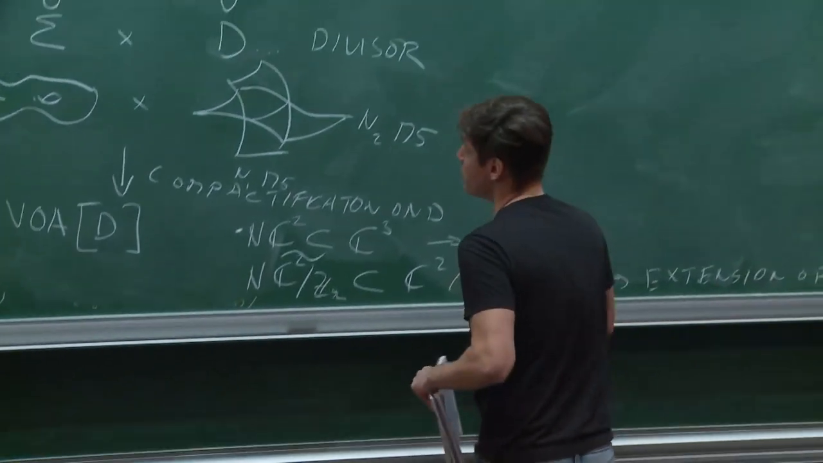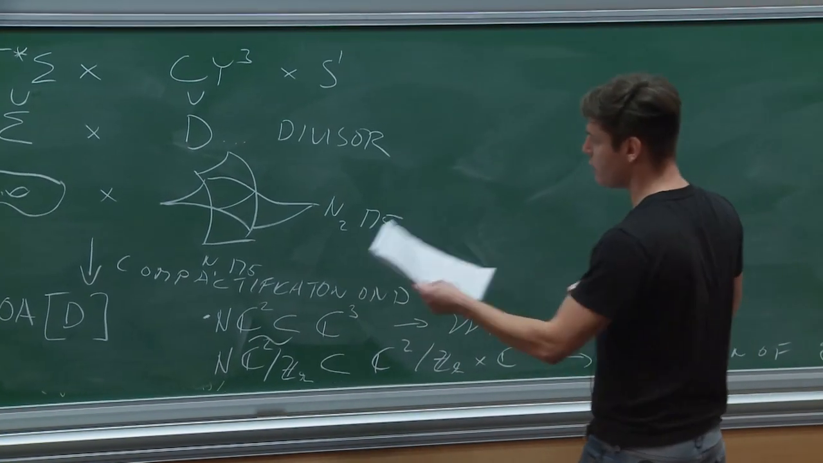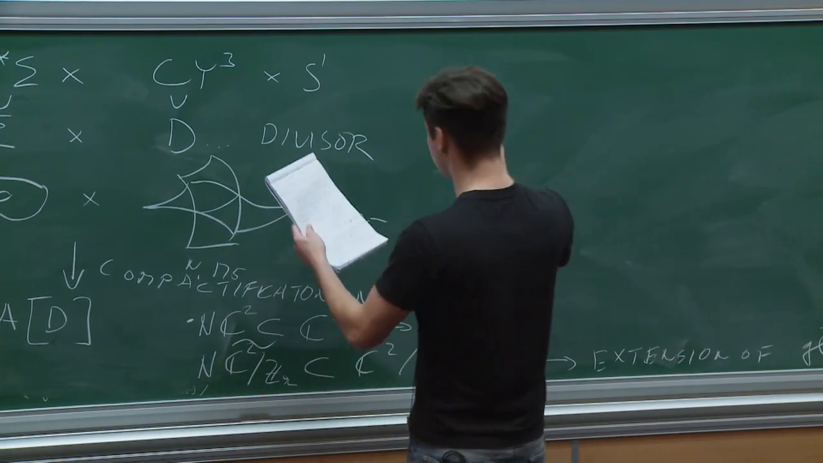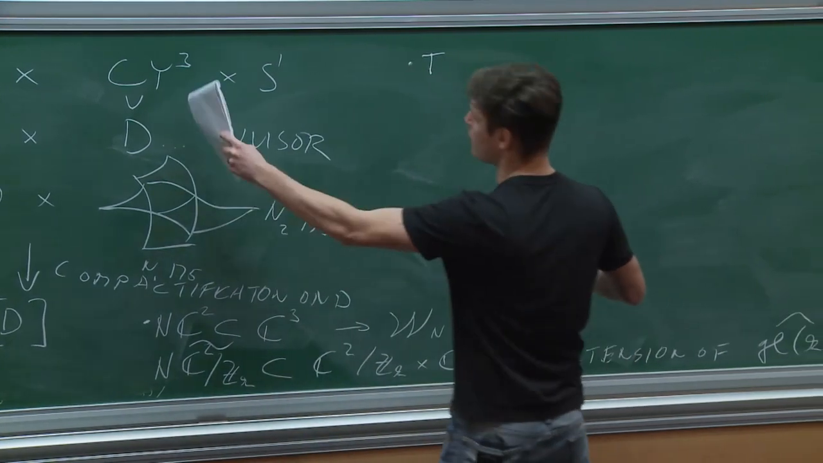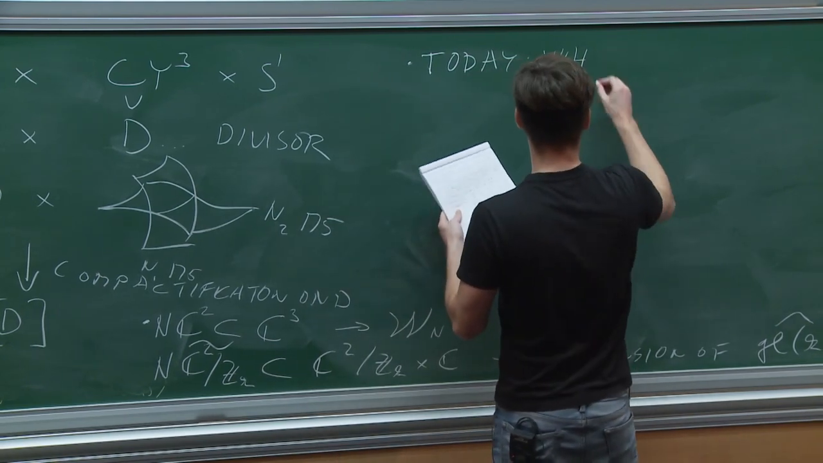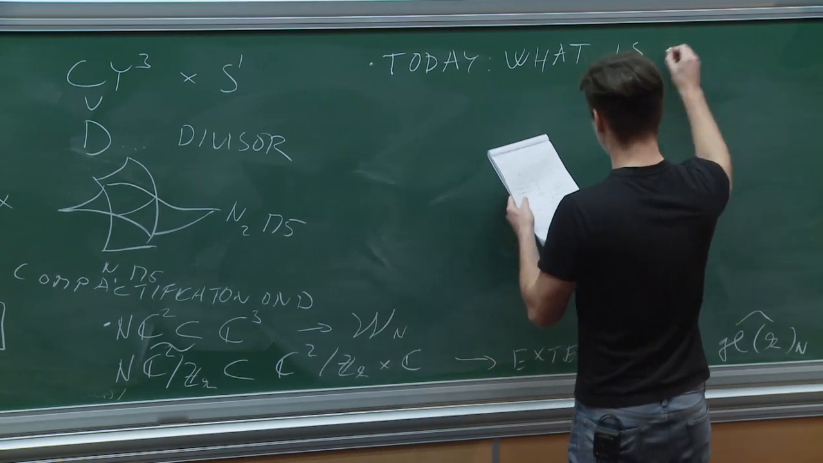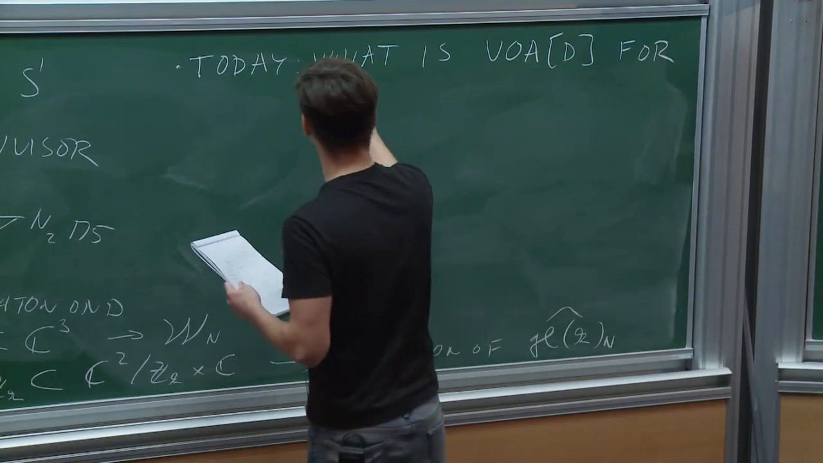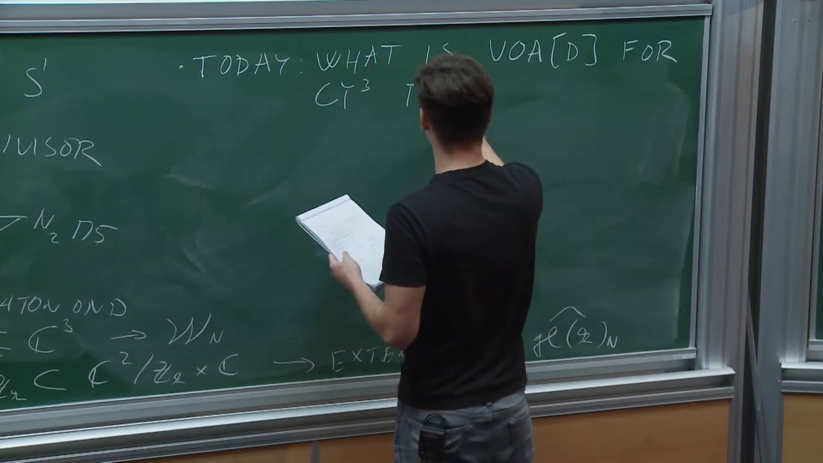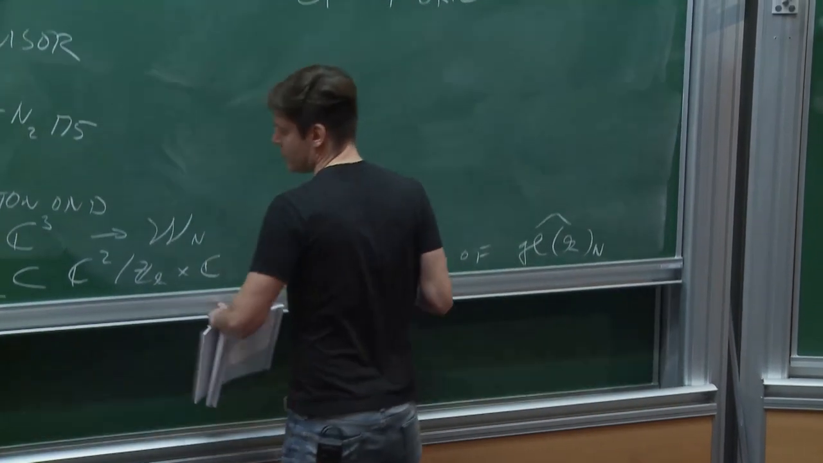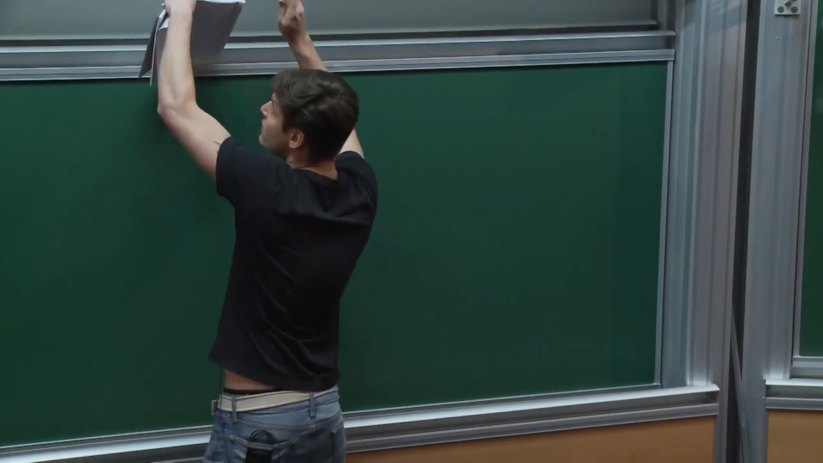So today, I'm going to tell you what the vertex operator algebras are, and I'm actually going to give you three different characterizations of the vertex operator algebras associated to the divisors in toric Calabi-Yau threefolds. So today, I will try to answer the question, what is the vertex operator algebra VOA_D for toric Calabi-Yau threefold? Why do we even care about this question? Let me give you three reasons.